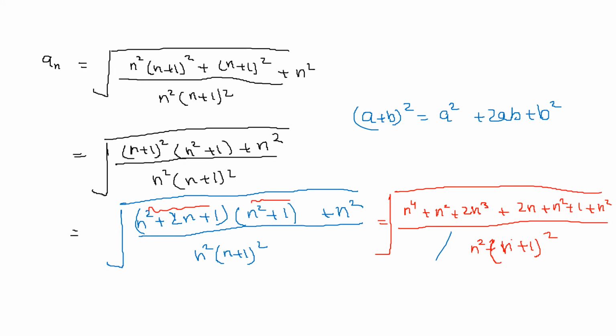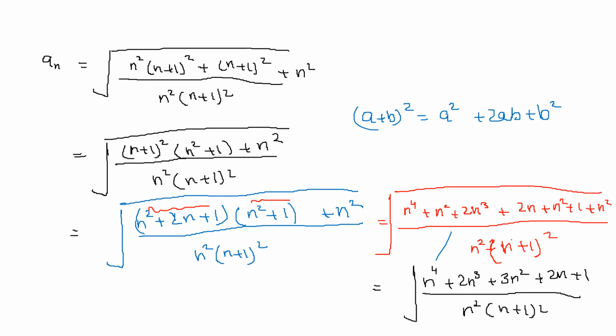Okay, so what is this? This is n raised to power 4, and if you add up the terms, you will get n raised to power 4 plus 2n cubed plus 3n squared plus 2n plus 1, over n squared into (n plus 1) whole squared, and this is the square root.